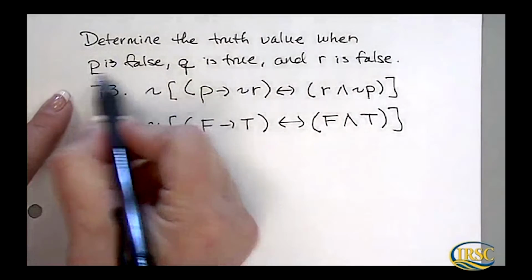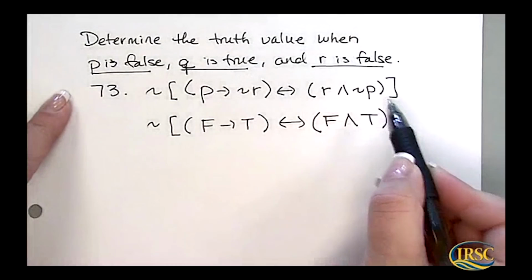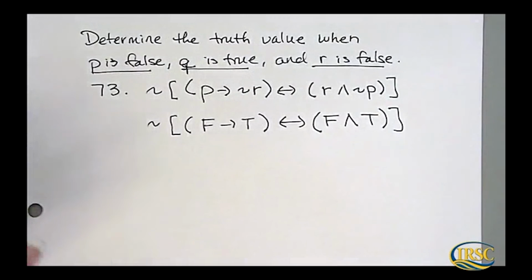Again, they already told us what P, Q, and R were equal to in the directions. So that's the part that I underlined there, and all I did was substitute the truth values. Now I take what I know about all these connectors and whittle it down from the inside out.